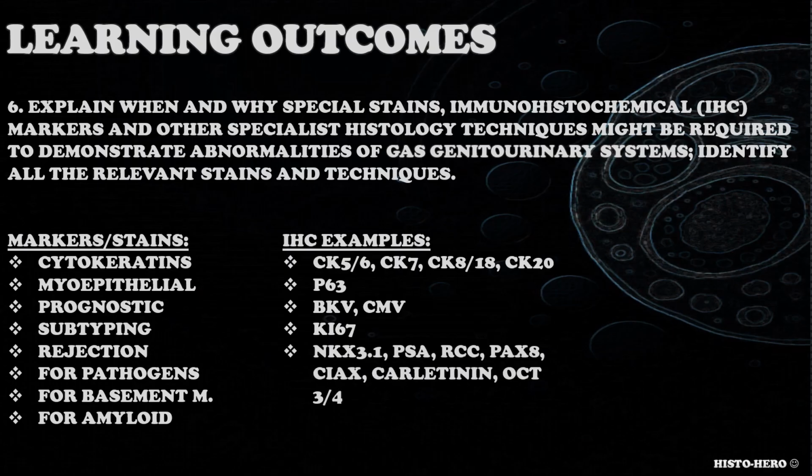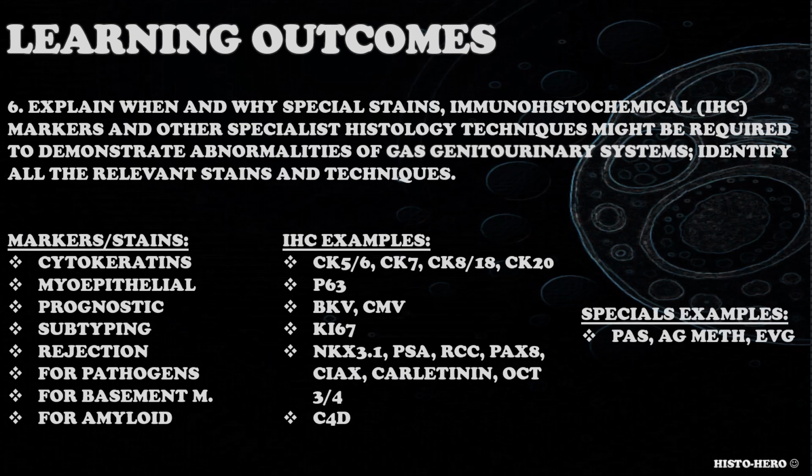proliferation, NKX3.1, PSA for prostate adenocarcinoma, RCC, PAX8, CAIX for urothelial versus renal cancers, calretinin and OCT3/4 for testicular cancer, C4d for kidney transplant antibody-mediated rejection. Special stains like renal panel PAS, silver methenamine, EVG, for epididymis Gram, ZN, Warthin-Starry to identify infectious agents, Congo red for amyloid.